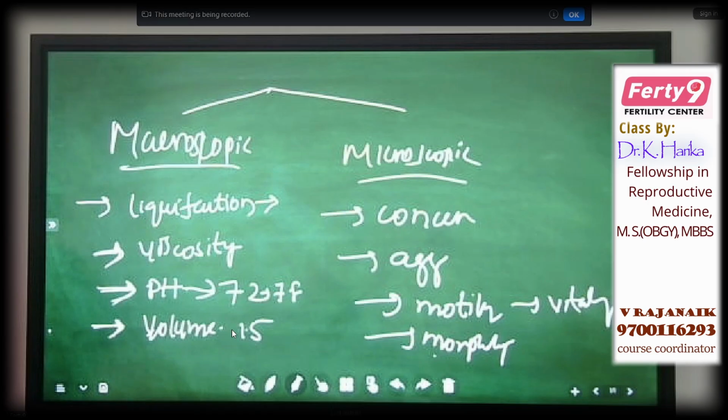Because if it is too thick, sperm can't move inside. It will hinder sperm motility if it is very viscous.